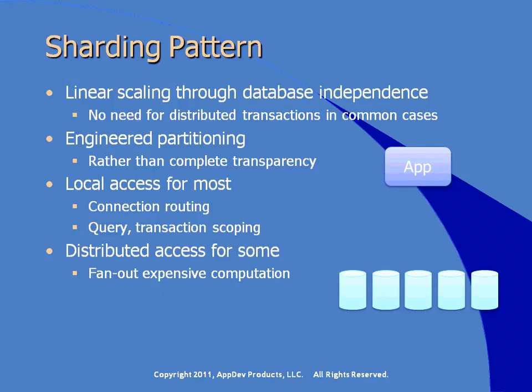So for example, I have an app and I have 5 databases. In a normal situation, I might have an application talk to 5 different databases one at a time. So I might say, here's this query, go to this database, here's this query, go to this database. But from a sharding perspective, if I execute one query, that query might be executed against all the databases at the same time.